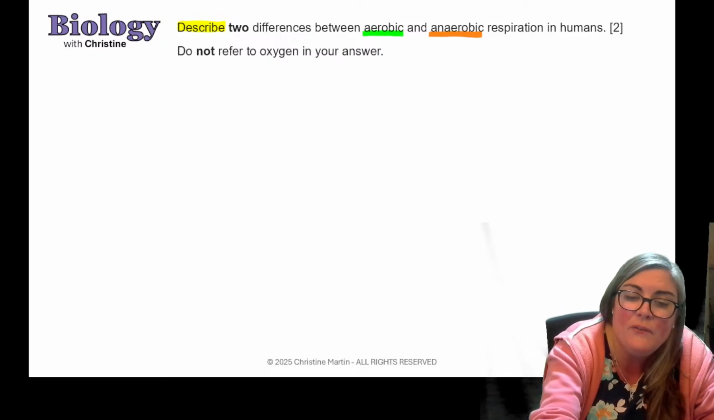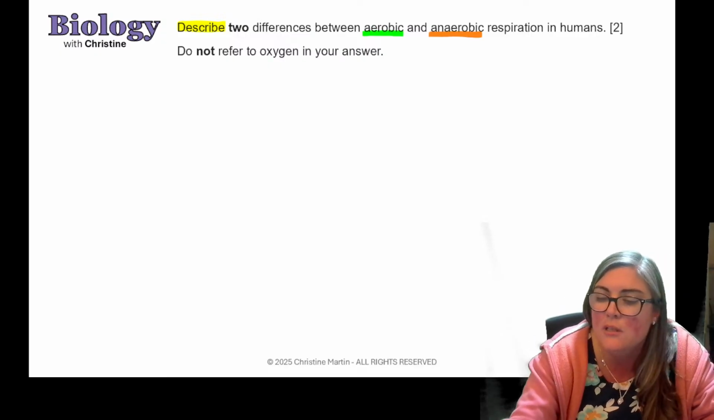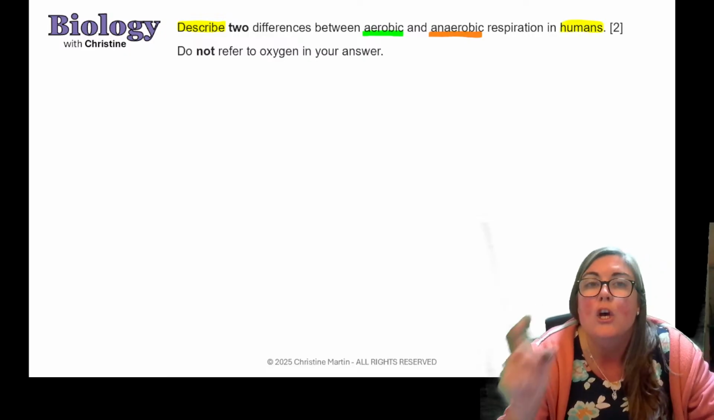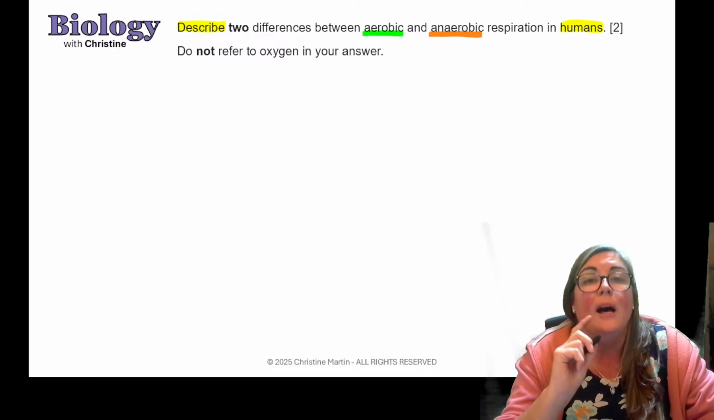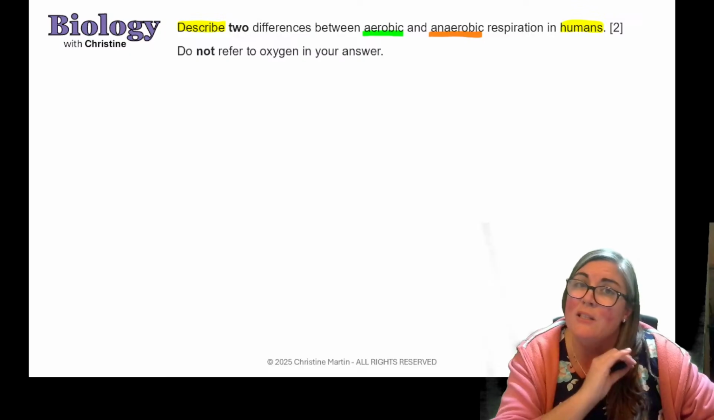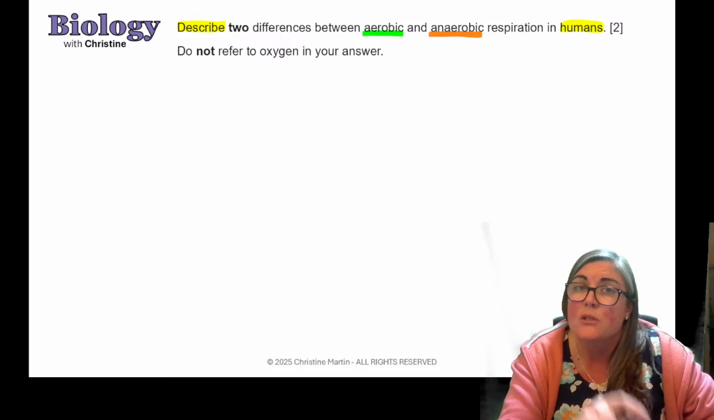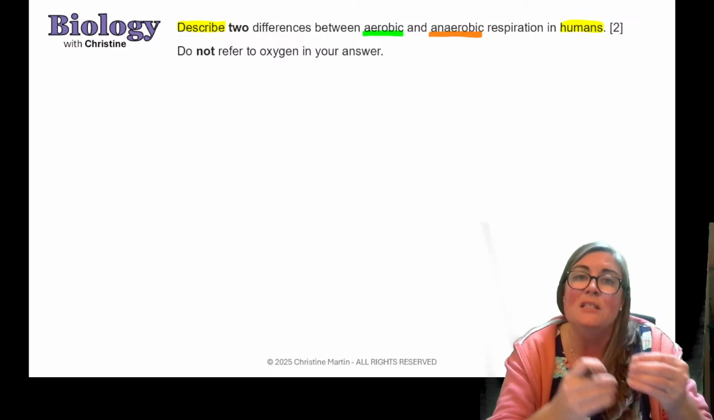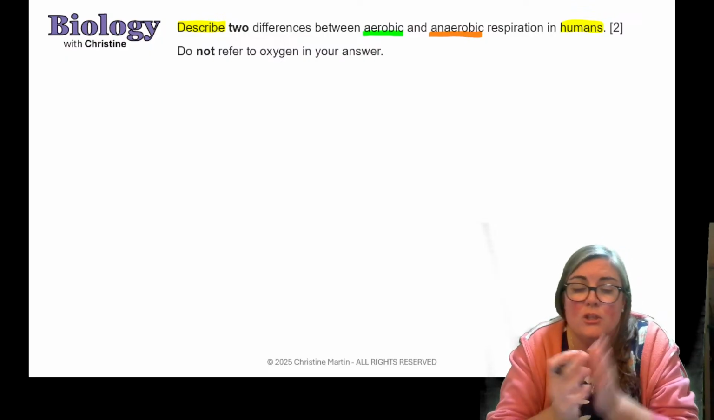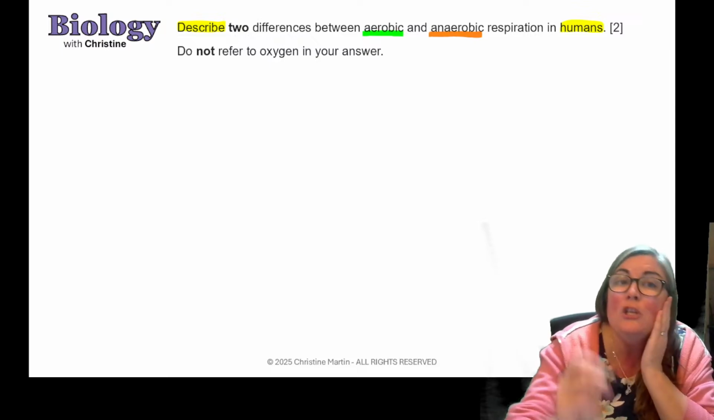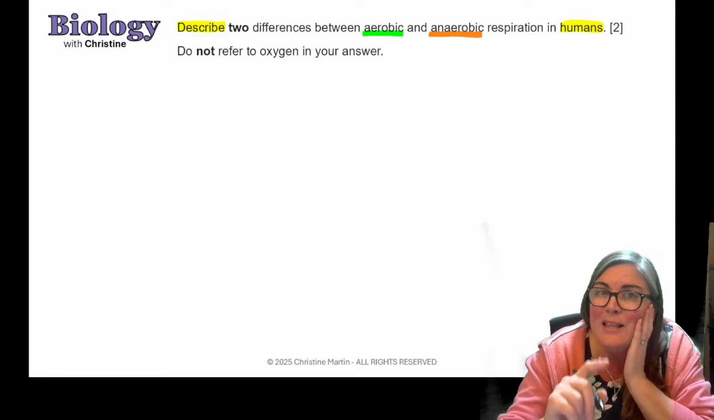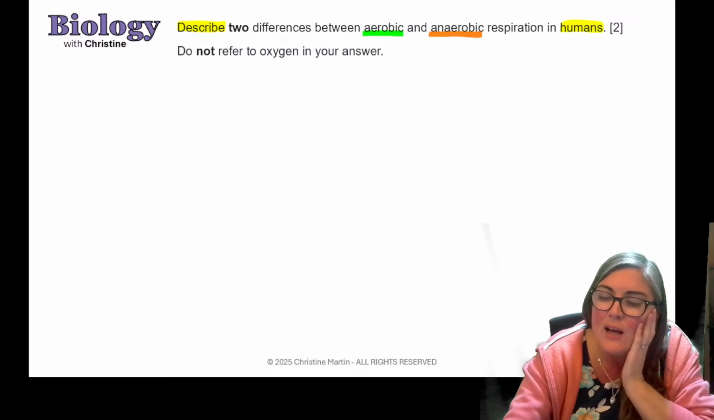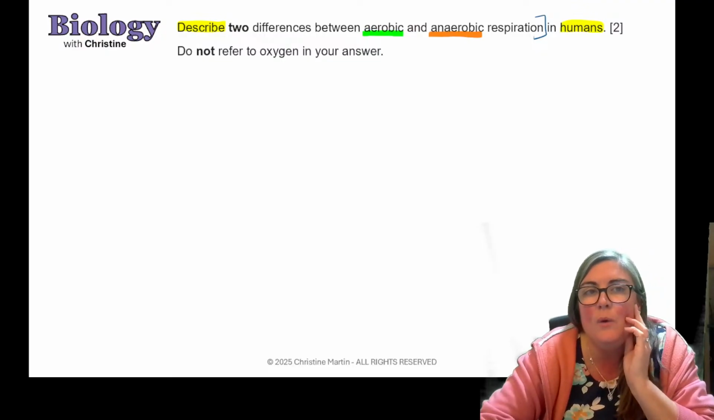It has specifically said in the question that this is in humans. So I know I do not want to be talking about the plants or the yeast. That's the first thing: read the question and identify the hints in the question. You would be surprised how many students skim read a question like this in the exam, and they only get up to that part in the question.